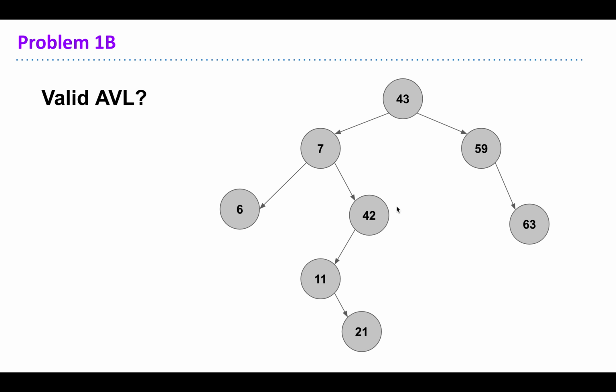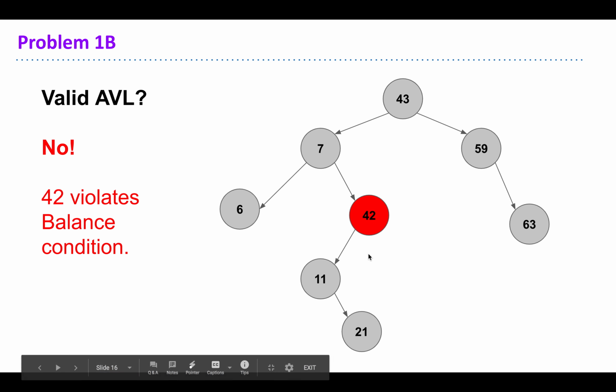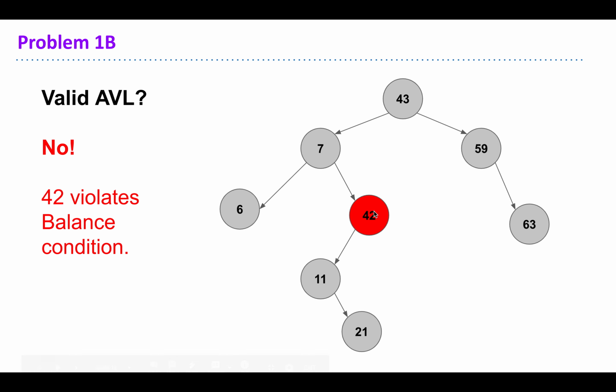Is this a valid AVL tree, though? The answer here is no. So what we can do is look at some nodes and try to check their heights. There are a few different nodes that work for this, but one example is this 42. The height of its left subtree is 1, 2, there are 2 arrows. The height of its right subtree is 0. So that violates our balance condition. Our balance condition said that there's no greater than 1 distance between our left and right subtrees. So this violates that.